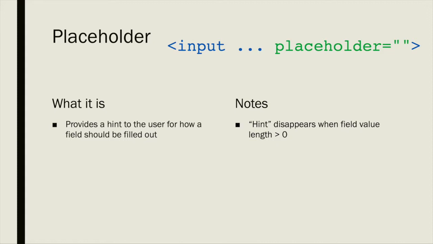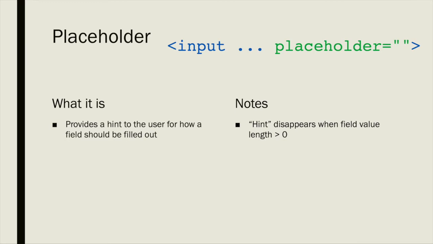Next, we have Placeholder. This provides a hint to the user for how a field should be filled out. For example, if you have to have something in the lines of filling out a URL, you want to make sure that the person knows how the URL should be formatted prior to entering it into a box. You can have different labels and different assistive hints around the actual field, but a placeholder is a good idea to show them what a sample answer would be.